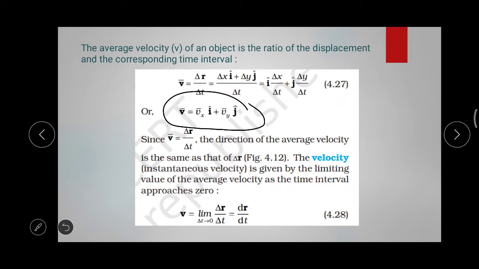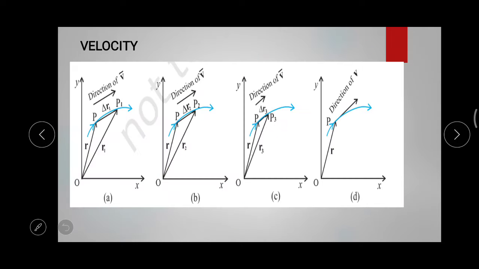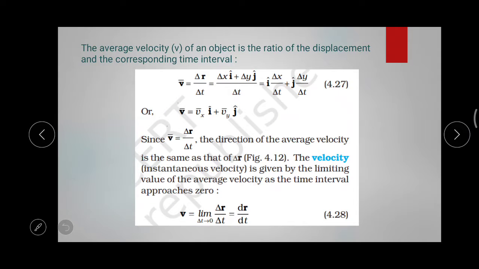Now if the time interval is tending to 0, that means the time will be a particular one only. T2 minus T1 will be 0. If T2 and T1 are equal, then T2 minus T1 becomes 0. That means the velocity at a particular point is known as the instantaneous velocity, where the limit of delta t, the time interval, tends to 0. Then delta r by delta t can be written as dr by dt, and that is known as the instantaneous velocity.